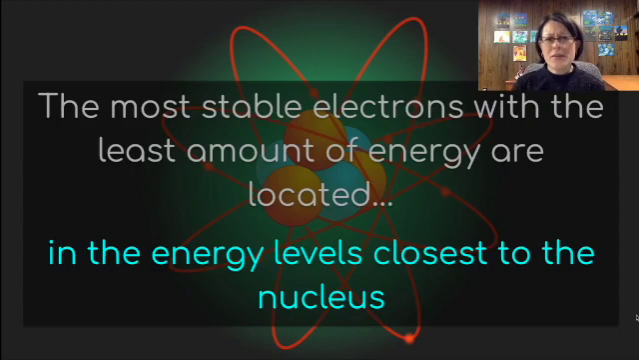And the other thing we have to know about electrons is that the most stable electrons with the least amount of energy are located in the energy levels closest to the nucleus. It's a lot like the rungs on a ladder. As you climb up a ladder, it becomes a little more wobbly as you go up and a little more unstable, and you're more likely to fall, right?